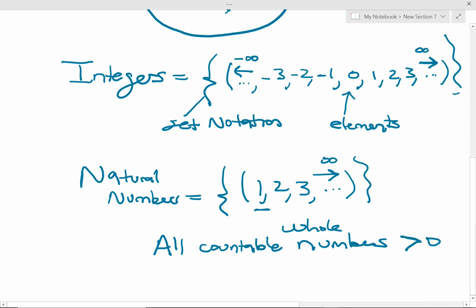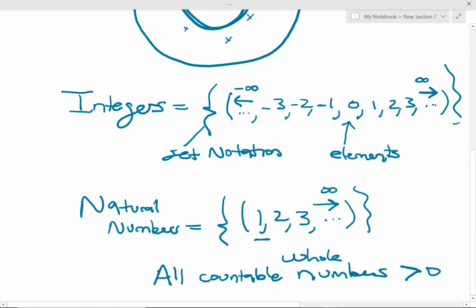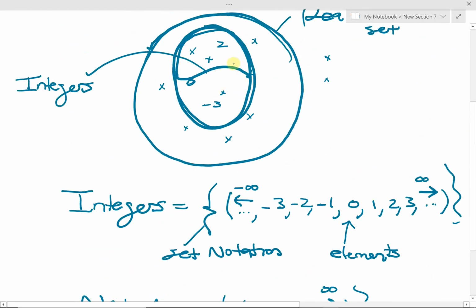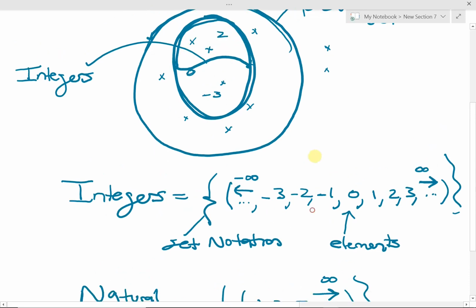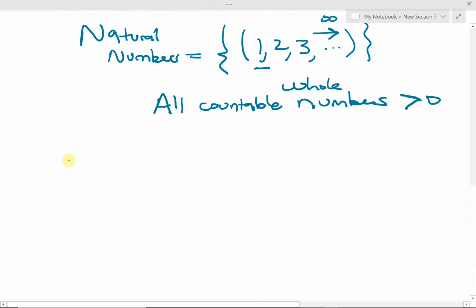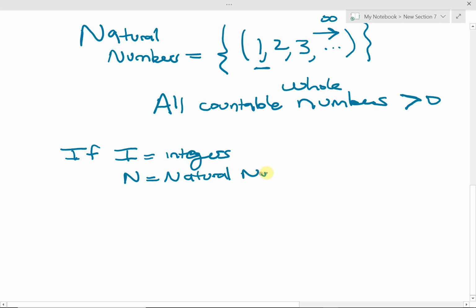So in this case, we denote another thing that we can consider. This is basically within this set, so this is a subset of the set of integers. How we represent this is, if we define I equals integers, and N equals natural numbers, we know that N is a subset of I.